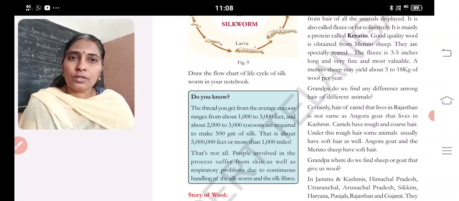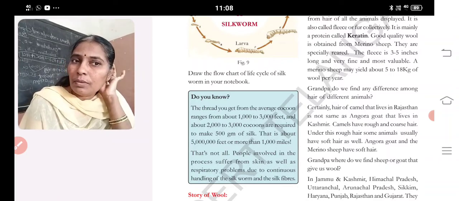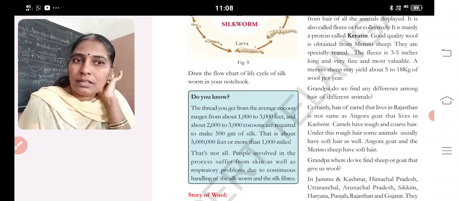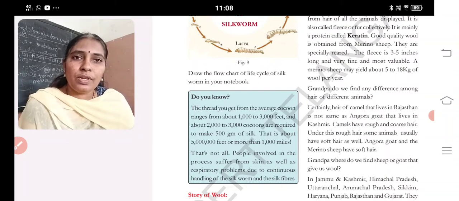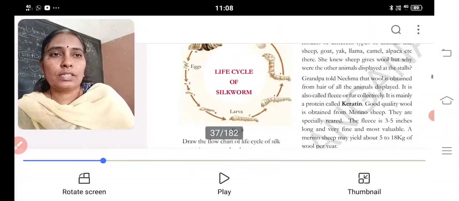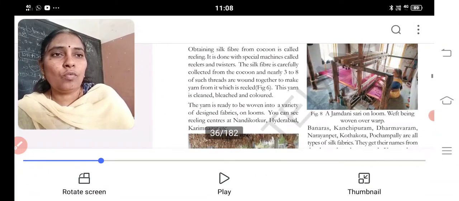So the persons who are continuously working with them may get some diseases like respiratory problems. Every field has some problems, so be careful and do our work. This is the life cycle of a silkworm.